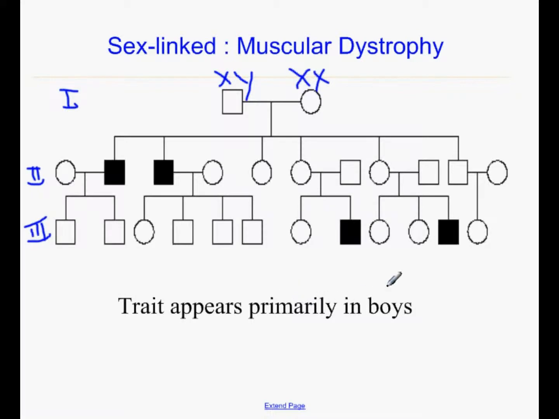That's my best guess. Then the next thing is, if it pretty much occurs in boys, we would assume it's sex-linked, because remember, the odds of it occurring in boys is much greater because they only have one X, whereas girls have 2 X's. And you can see boy, boy, boy, boy, boy. My best guess here is that this trait is recessive and it's sex-linked.